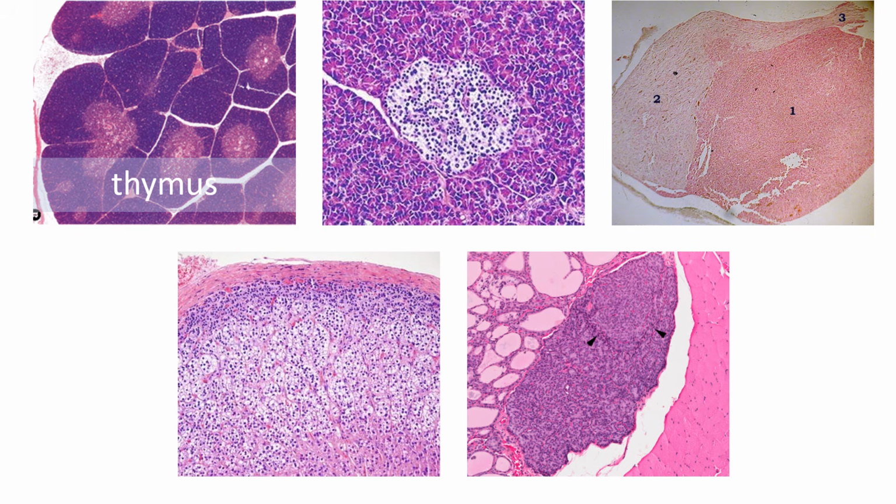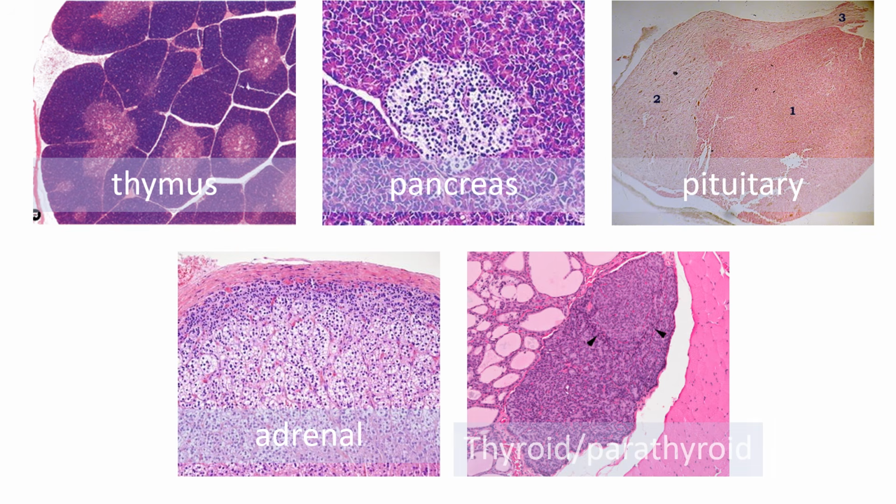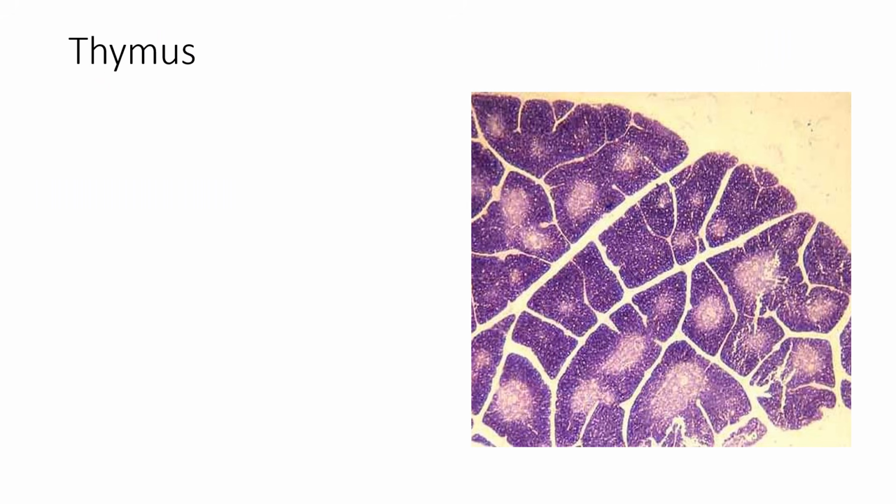All right, so for your lab, you need to know the thymus, pancreas, pituitary, adrenal gland, and thyroid, parathyroid. So that's what I'll be going over. So the thymus is very easy.